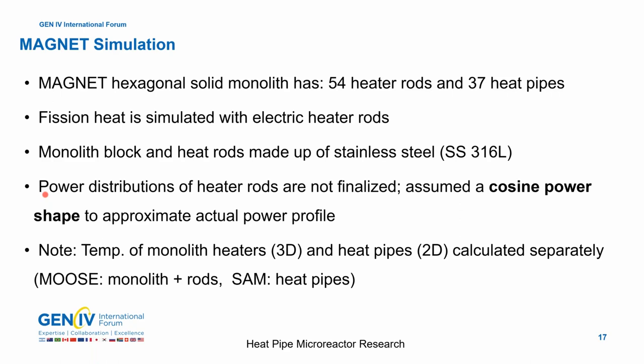But in the future, we can consider the industry suggestion, and maybe we reduce the power at the side and increase the power in the center of the monolith. And in each of the fuel, we assume a cosine power shape, which is closer to the actual power profile. An important note is that we calculate the 3D monolith and the electrical heater, and we calculate the 2D heat pipe. Their calculation is at the same time, and same system, but in two different parts of the software.